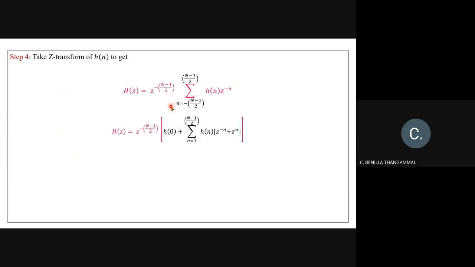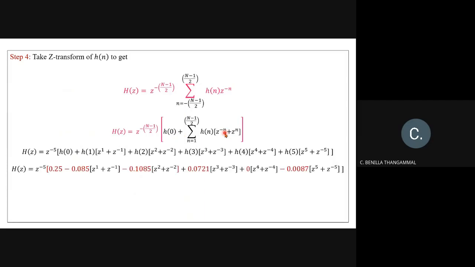Step 4 is to obtain your transfer function h of z. Using that formula, here h of 0 is going to be different. So h of minus n minus 1 by 2 to h of minus 1 is equal to h of 1 to h of n minus 1 by 2. So I have changed the limits from minus of n minus 1 by 2 to plus n minus 1 by 2, to 1 to n minus 1 by 2. So on that h of n, z power minus n plus z power plus n. Now expand this summation and then substitute your h of 0, then multiply by z power minus z throughout, and then you get your h of z.